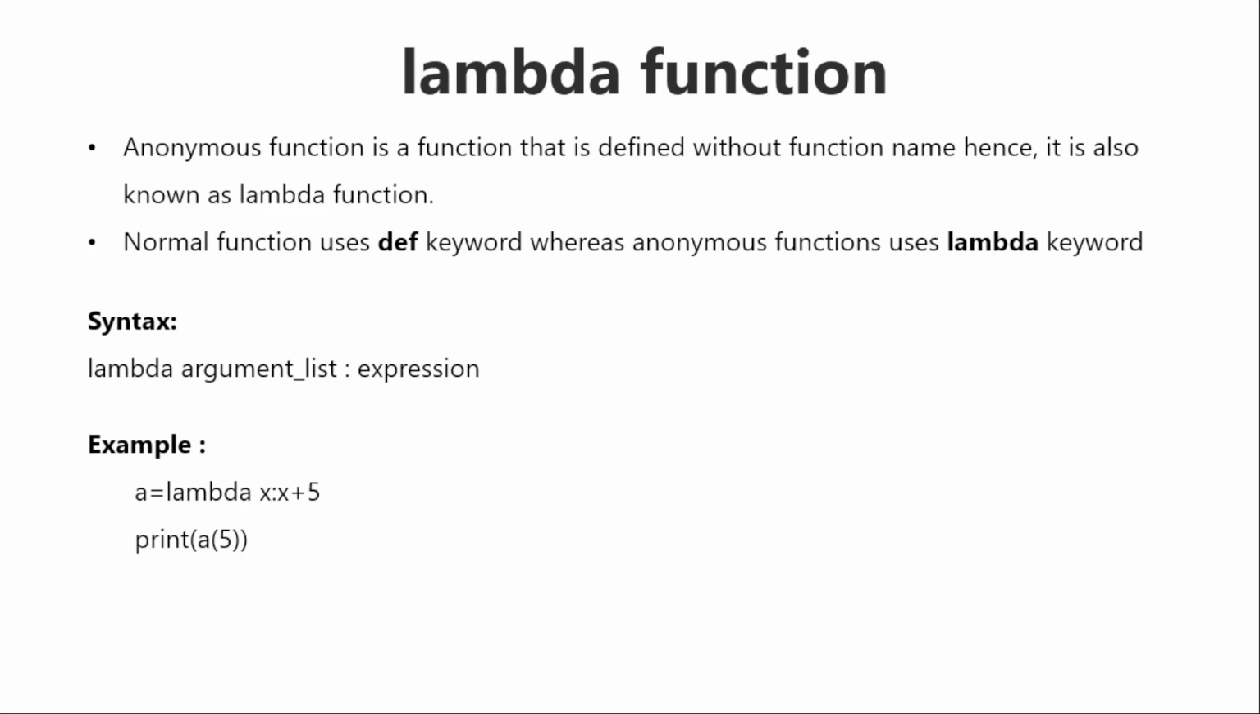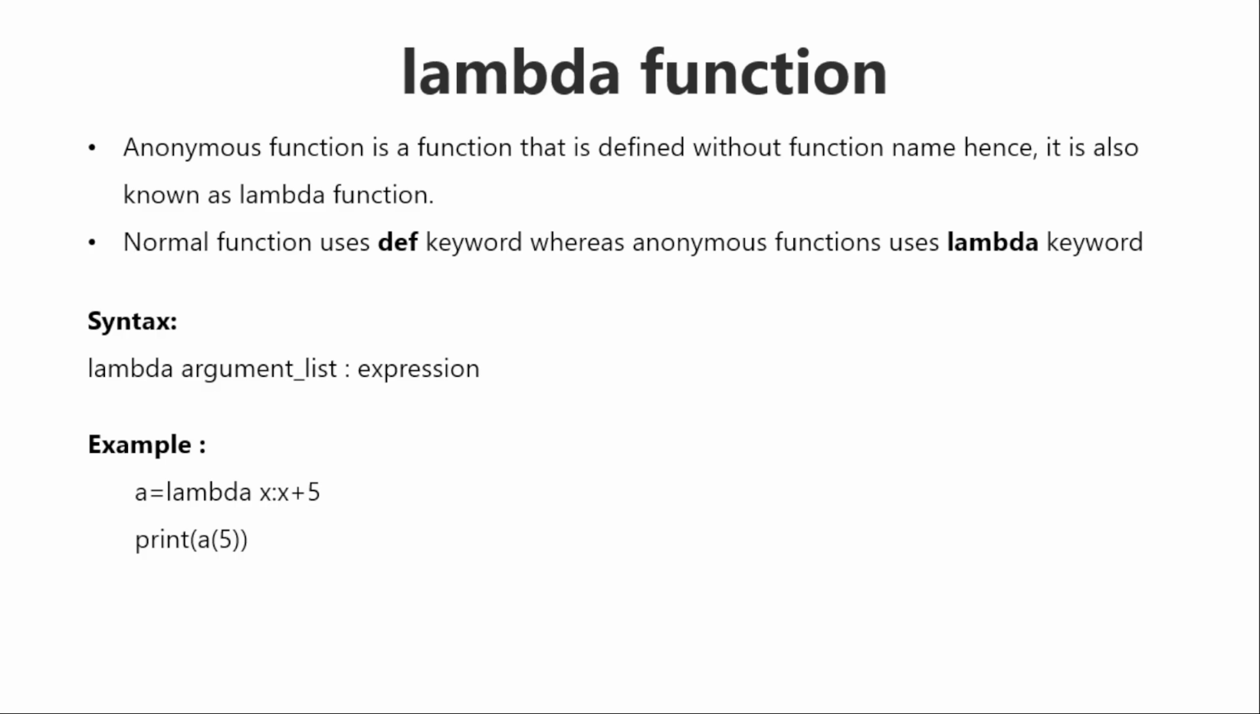It doesn't have any function name. So, a normal function uses the def keyword, whereas an anonymous function like the lambda function uses the lambda keyword. So it's just a simple concept. The normal function uses a def keyword, whereas the lambda function uses the lambda keyword, and it is also known as an anonymous function because it doesn't have any function name.